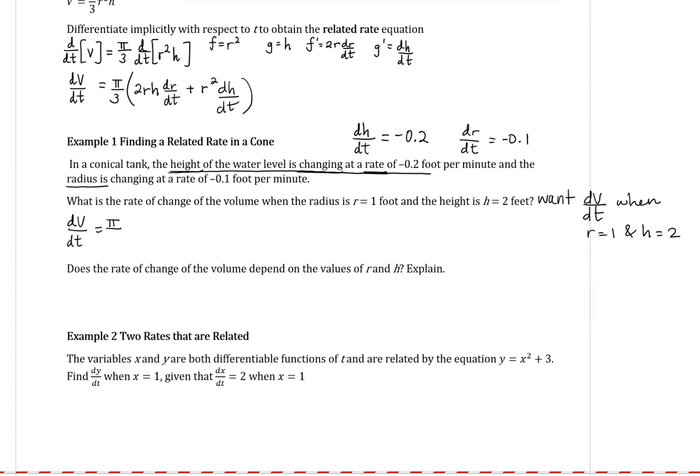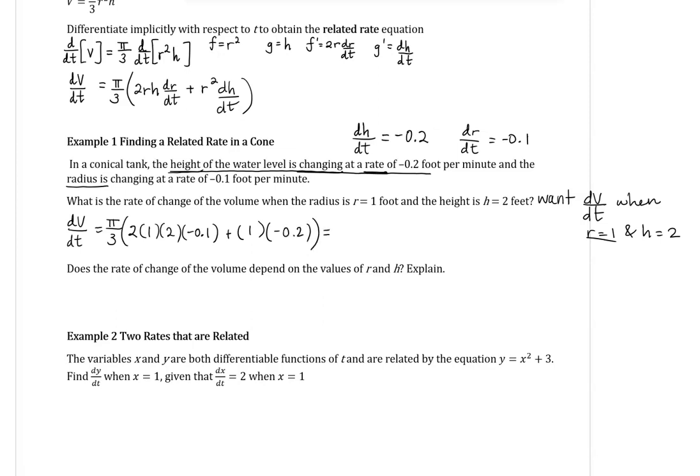We still have the pi over 3 in front. There's the 2. For the r, we are going to be plugging in 1, and for the h, we're going to be plugging in 2. We're going to replace dr/dt with negative 1/10. We add r is equal to 1, and dh/dt we are replacing with negative 0.2. This leaves us with negative 0.2 pi, or negative pi over 5.